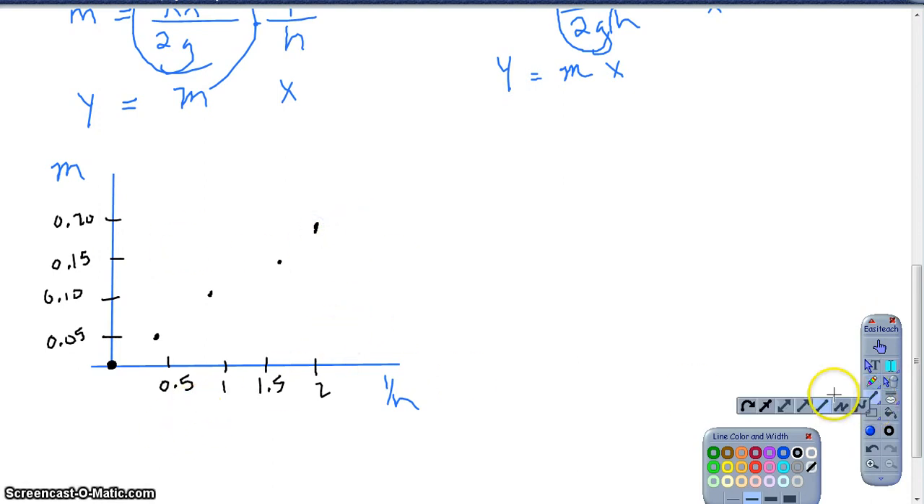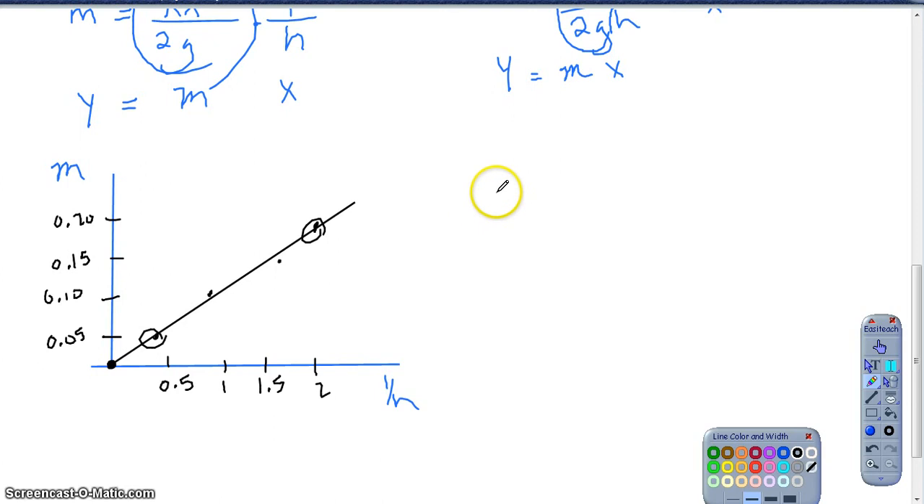But what we would do with this is then draw on our line of best fit. So I've got my line of best fit now. And then from that line of best fit, I would choose any 2 points that fall on that line. So maybe I choose this point and this point, and I can use those 2 points to then find my slope. So my slope would be my rise over run. So it would be 0.20 minus 0.05 divided by my run, which is 1.96 minus 0.48.